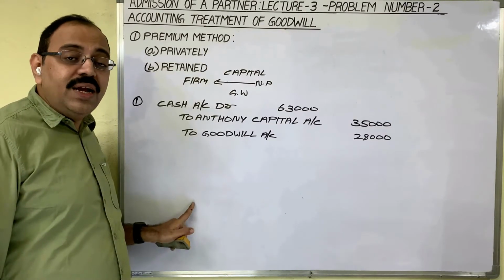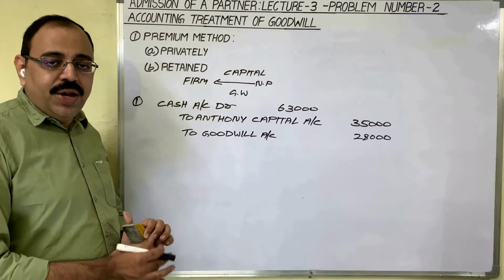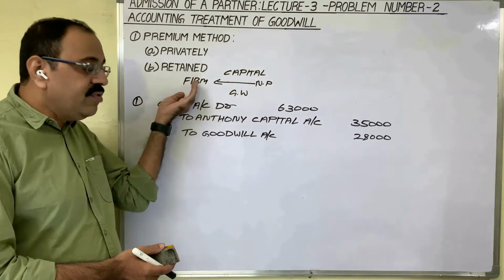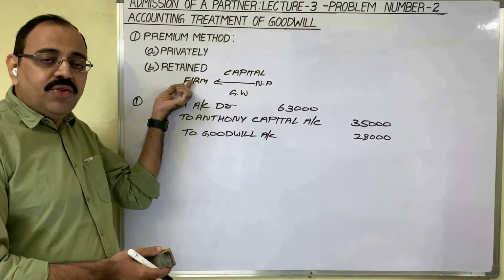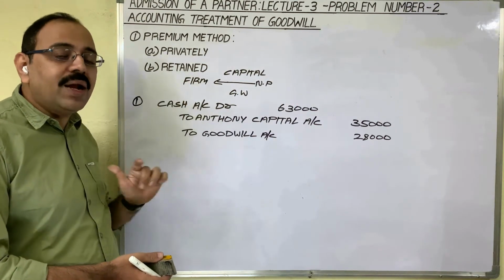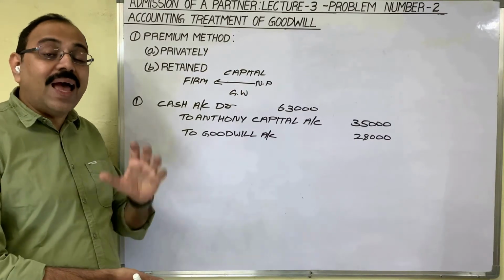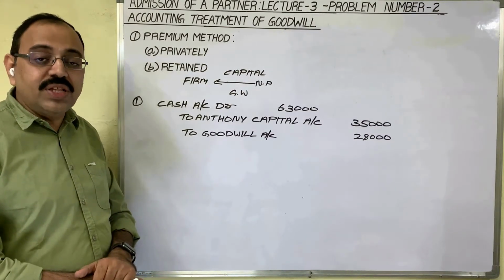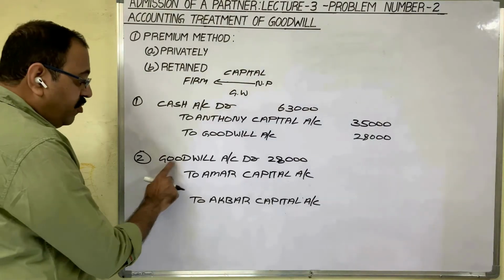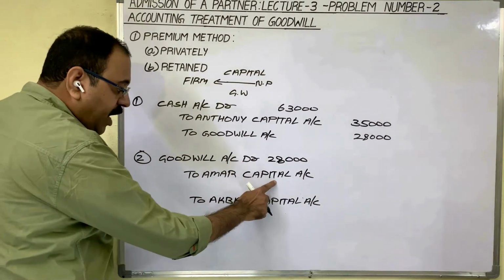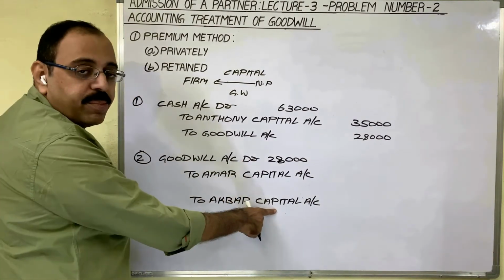Now come to the second entry related with goodwill. The new partner brought goodwill into the firm. This goodwill we should transfer to old partners' capital accounts in sacrificing ratio. Further, the entry is goodwill account debtor to Amar capital, to Akbar capital.